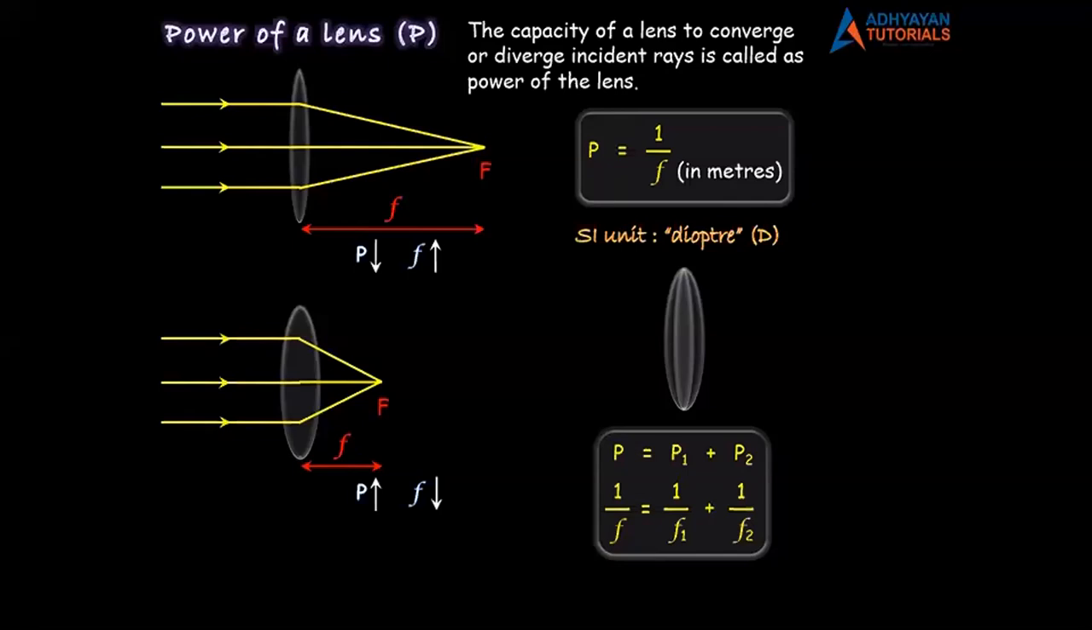Children, I will just repeat all the formulas. I want you to check. Please do not make mistakes while writing. Formula number 1. 1 upon V minus 1 upon U is equal to 1 upon F. Formula number 2. Capital M is equal to H2 upon H1 is equal to V upon U. Formula number 3. P is equal to 1 upon F in meters. Formula number 4. P is equal to P1 plus P2. And formula number 5. 1 upon F is equal to 1 upon F1 plus 1 upon F2.